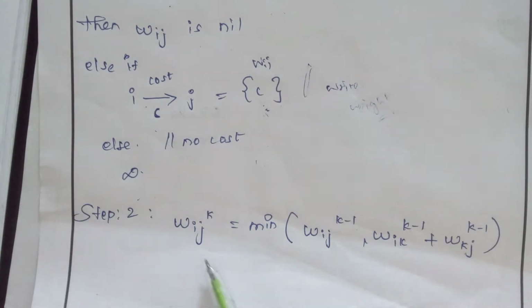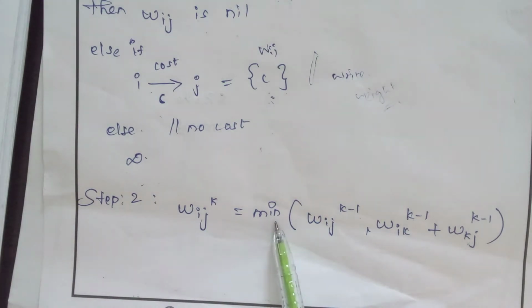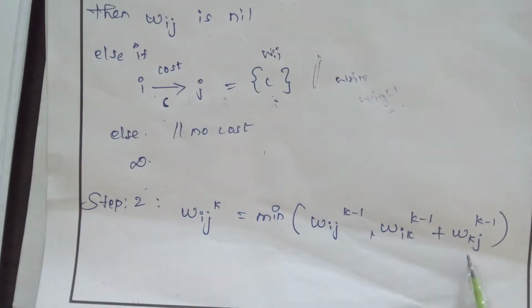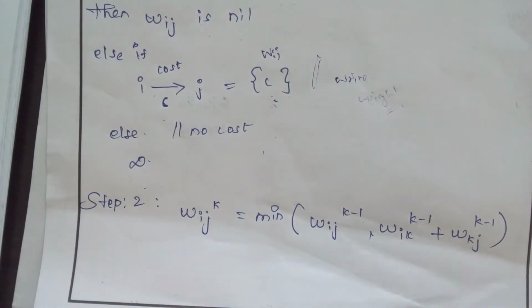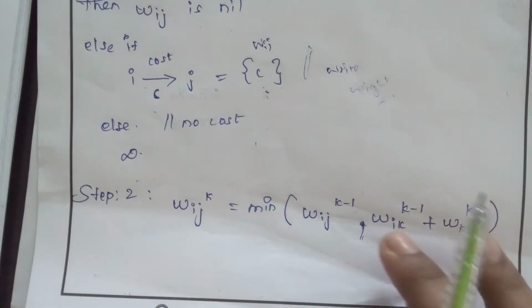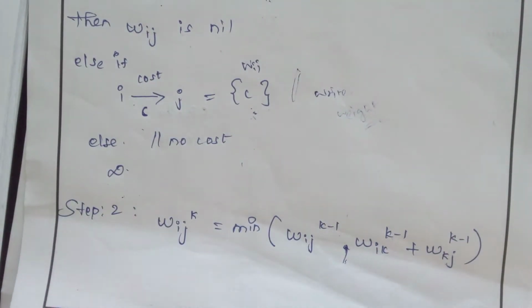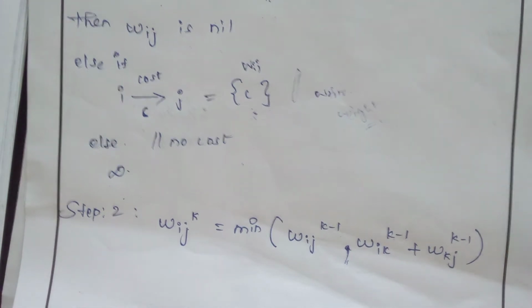In W_ij^k, min means it is the minimum value. We are taking the minimum value from these two. This is a comma, so this is one separate term and that is another separate term. You have to consider these, and based upon this you take the minimum value. That is very important here.